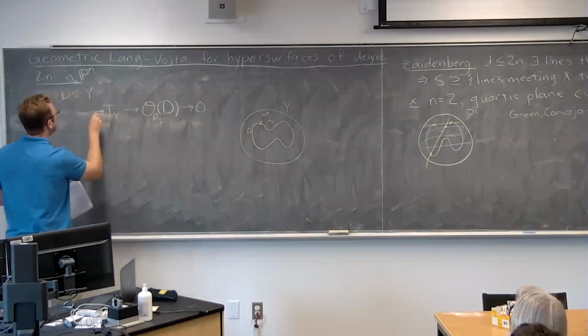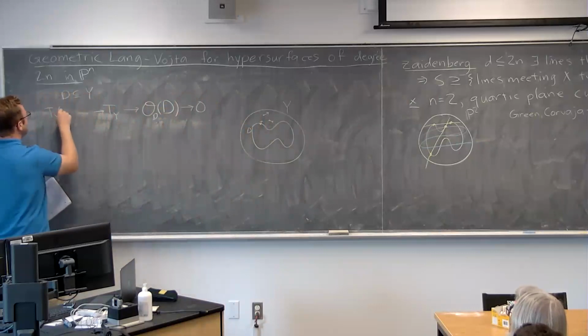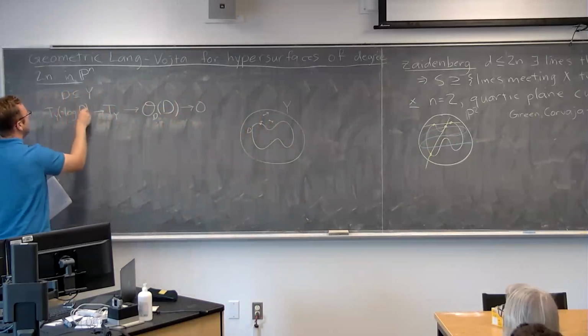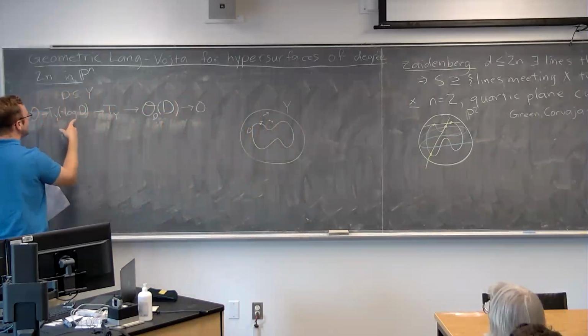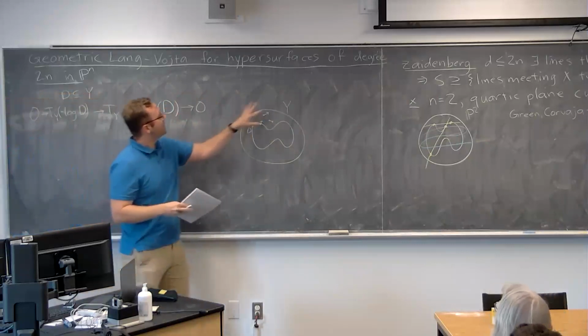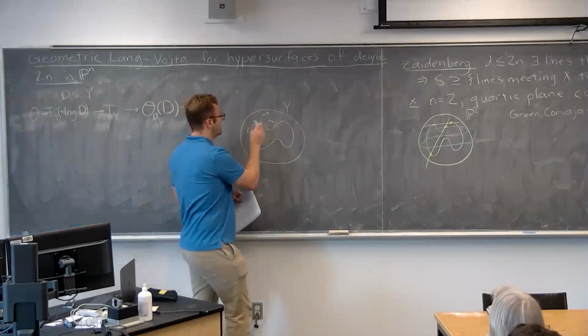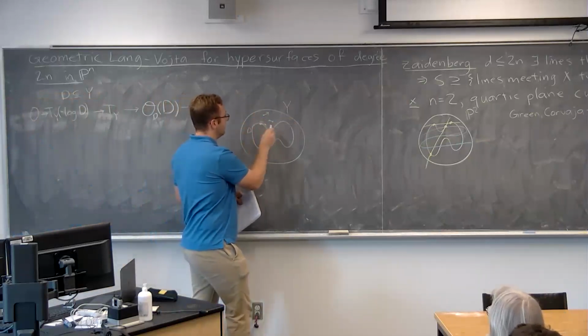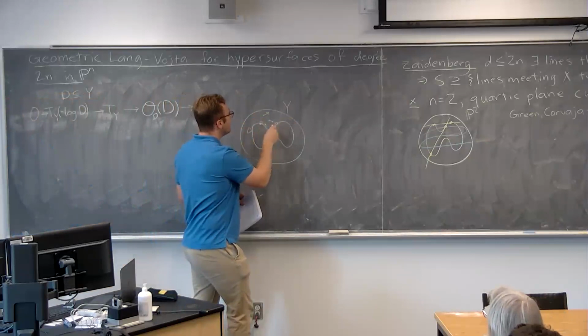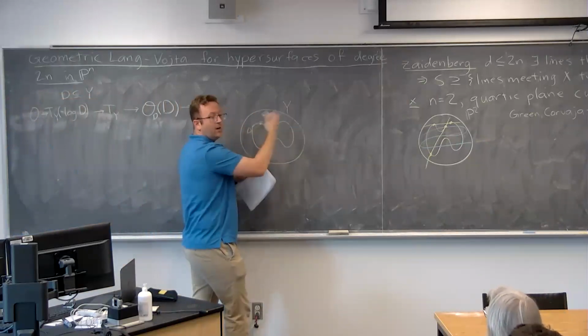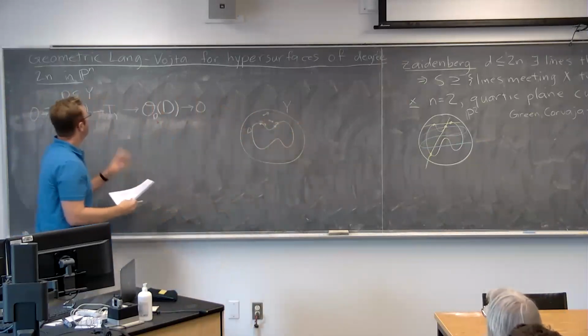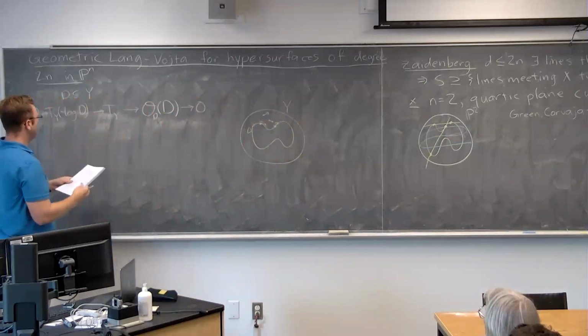The kernel here is called the log tangent bundle. It's all the vector fields on Y that are everywhere tangent. So a section of the log tangent sheaf, along D, has to be tangent to D, and off of D there are no restrictions. And so you can work out this bundle.